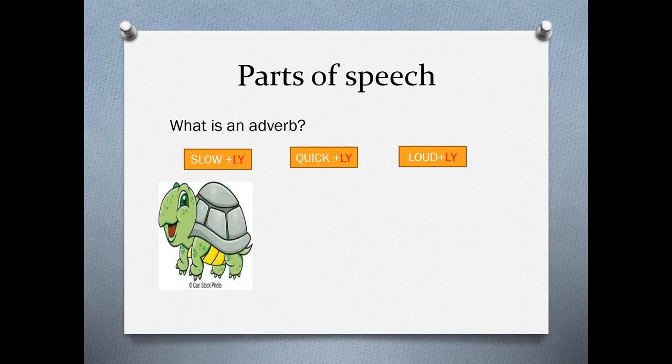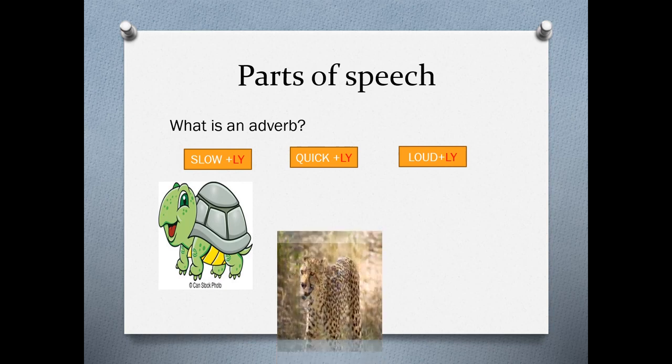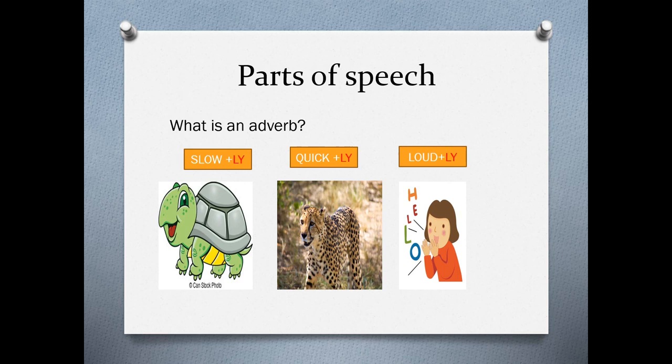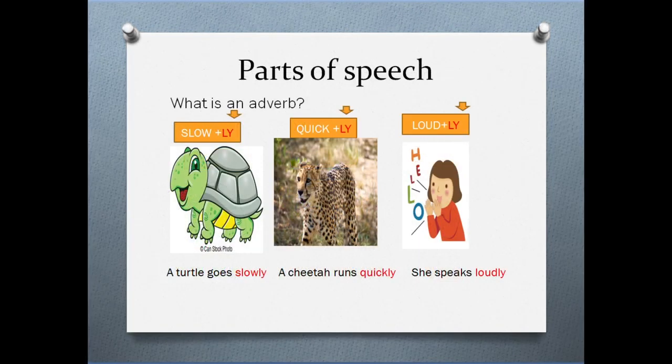There is a turtle, a cheetah, a girl. Okay, let's make sentences. A turtle goes slowly. A cheetah runs quickly. A girl speaks loudly. So you should write down on your notebook.